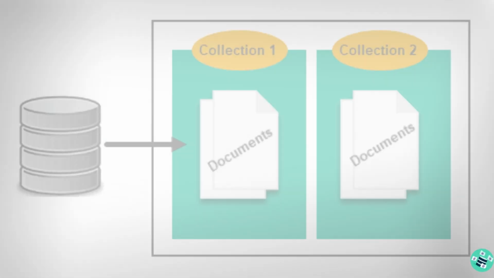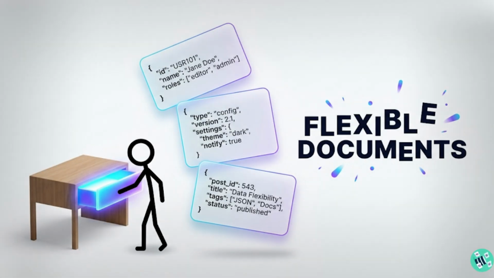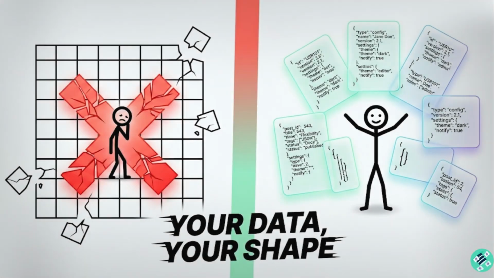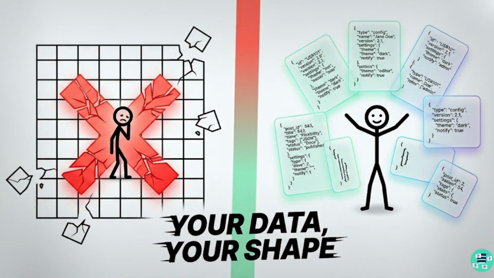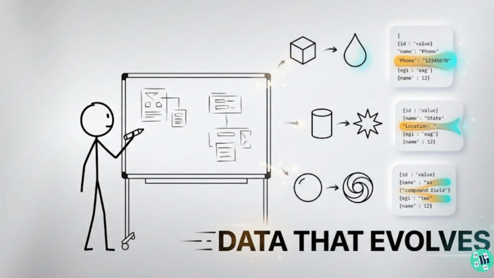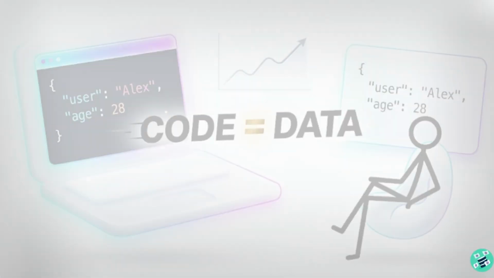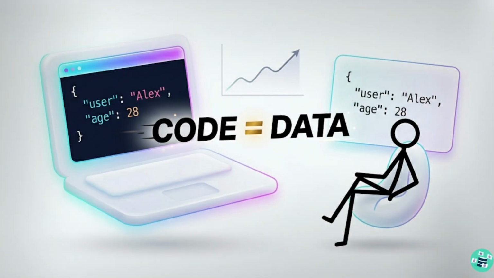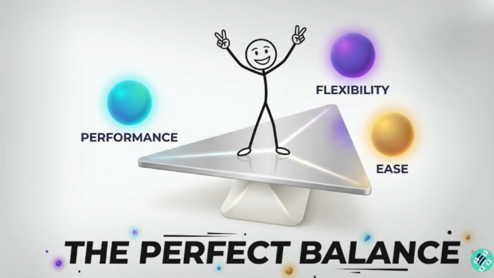Document databases. Document databases store information as flexible documents, usually in JSON-like formats. Instead of forcing data into rows and columns, they allow each document to have its own structure. This makes them useful for applications where data changes often or where different records need different fields. The rise of web applications helped popularize this model because developers could work with data in a format that closely matched programming languages. Document databases are known for balancing flexibility, performance, and ease of development.